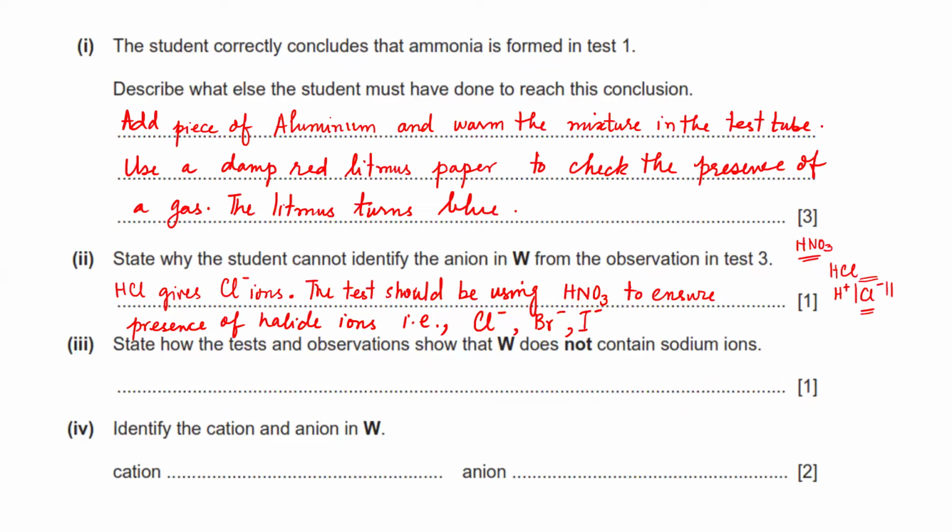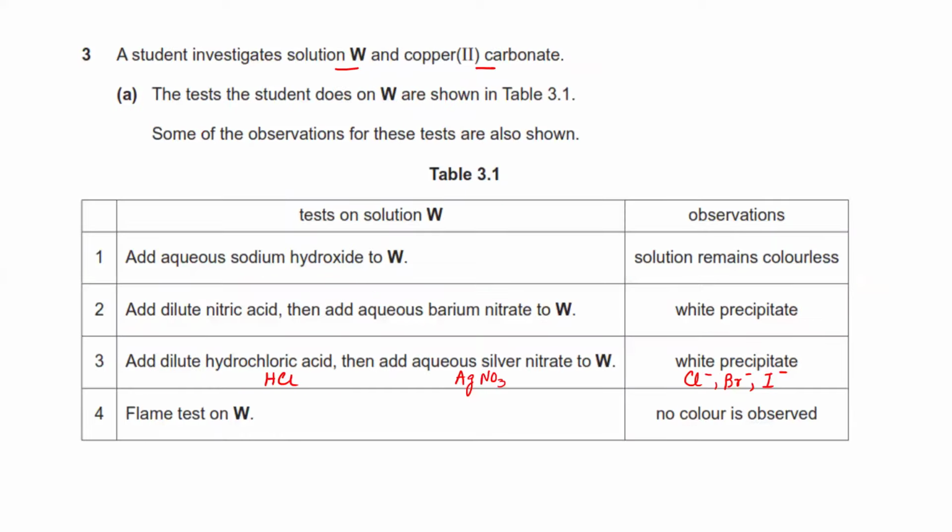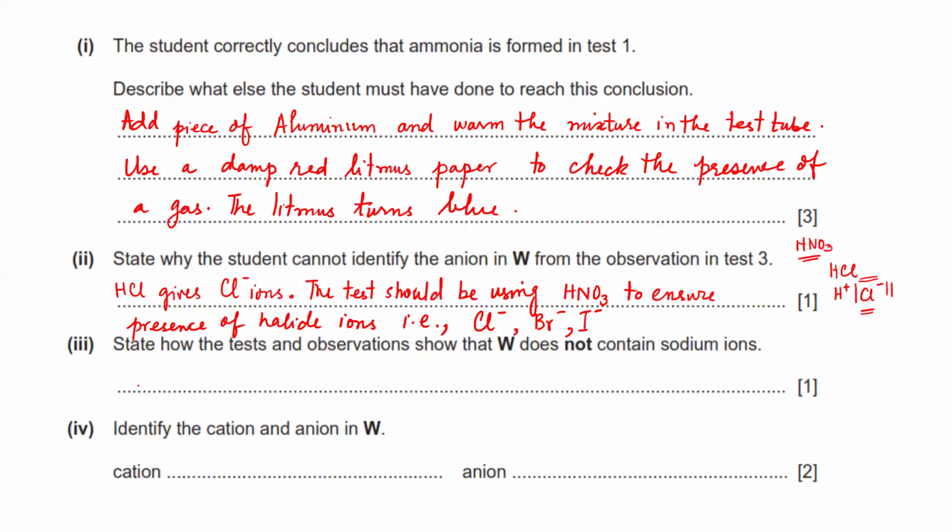State how the test and observation show that W does not contain sodium ions. So for sodium ions, remember, the flame test should give a yellow flame. So the flame test is giving no color.